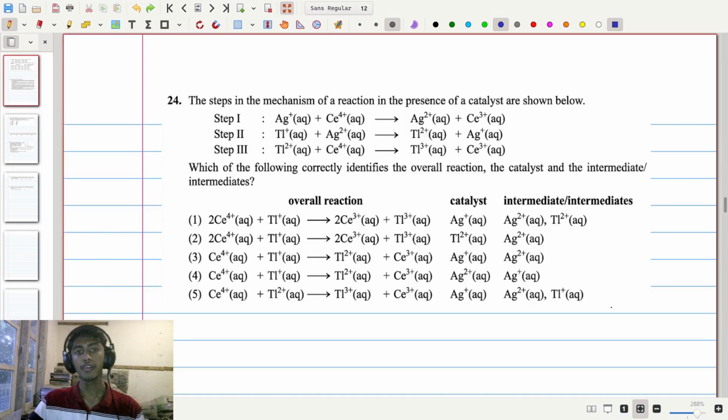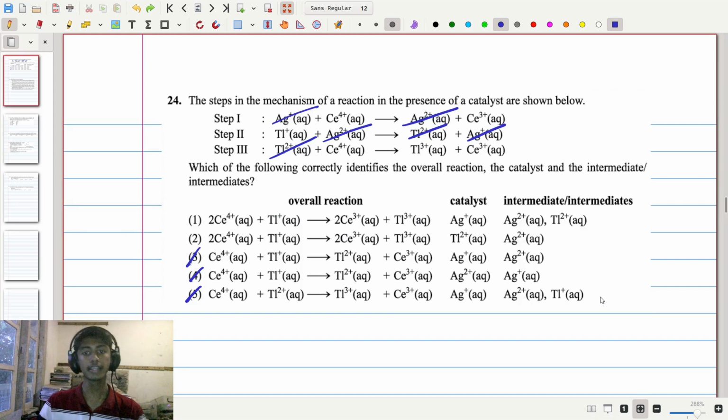Now from that we can see we have silver plus over here and silver plus over here, so they can cancel. And we also have silver 2 plus over here and silver 2 plus over here, so they can cancel. And we also have titanium 2 plus here and titanium 2 plus here, so they can cancel. Now after cancelling all those, we can see we're left with titanium plus and 2 cerium 4 plus on the reaction side, and on the product side titanium 3 plus and 2 cerium 3 pluses. So therefore answers 3, 4 and 5 are all wrong, and the correct answer is 1 or 2, because we have 2 cerium 4 pluses, 1 titanium plus, and on the product side we have 2 cerium 3 pluses and 1 titanium 3 plus.